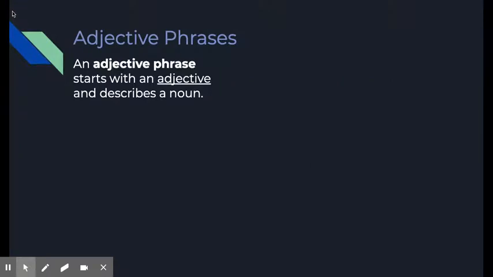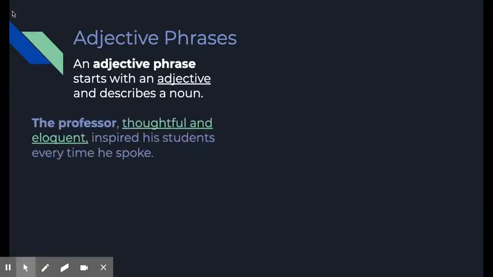So first, an adjective phrase starts with an adjective and describes a noun. That makes sense because we know that adjectives in general describe nouns. So first example: the professor, thoughtful and eloquent, inspired his students every time he spoke. Here, my adjective phrase, thoughtful and eloquent, is describing the subject of the sentence, the professor.